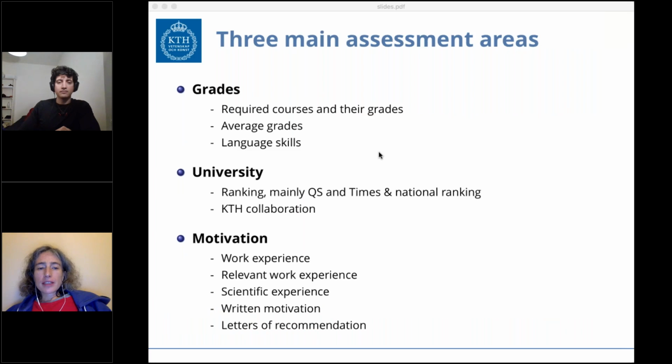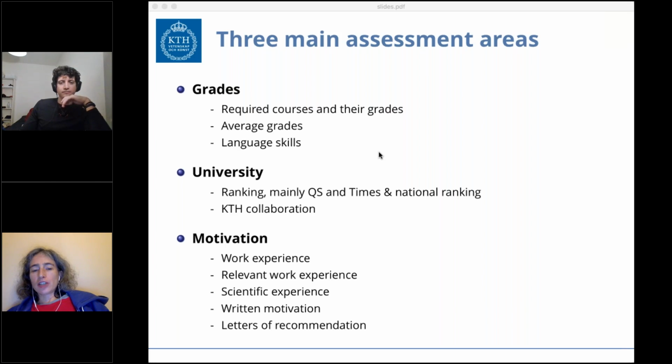The three main assessment areas are, first, your grades. When I look at the grades, I obviously look at the average GPA, but I also look at the mathematical and technical courses and their grades, because this is quite important to me, and the programming wants to see you have the competency there. And obviously we want you to have good language skills, so we would like you to be quite competent in English. The next area is the university ranking, so mainly QS and Times, but also maybe Shanghai.